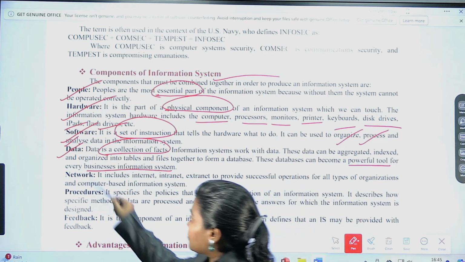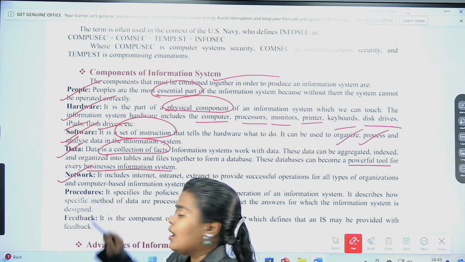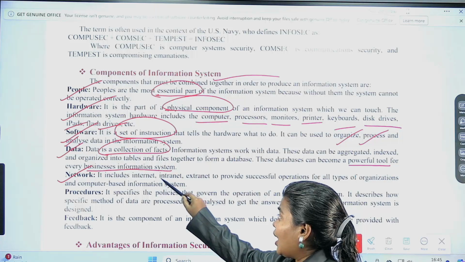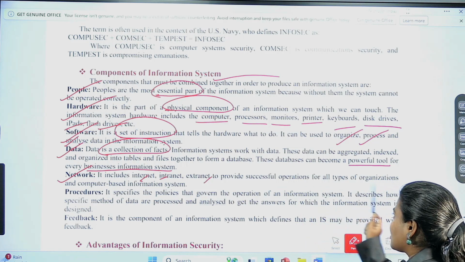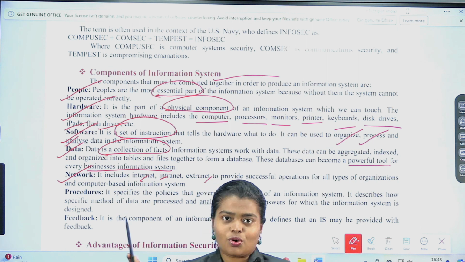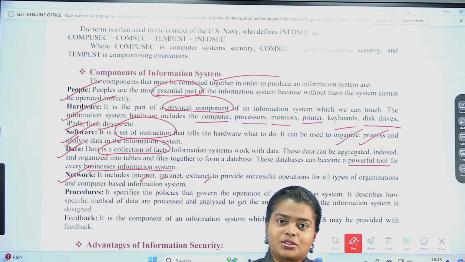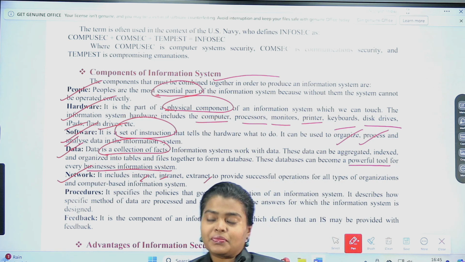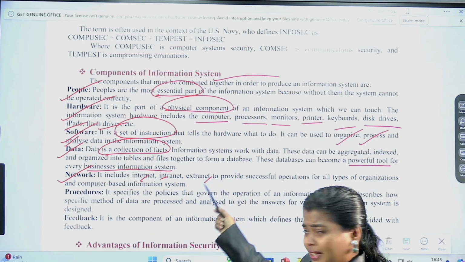Now let us see the next component of the information system, which is network. What is network? Network includes internet, intranet, extranet, to provide successful operations for all types of organizations and computer-based information systems. Obviously we are sharing our files, our data, our information, so we need the help of the internet. Here the internet, intranet and extranet play a very important role.